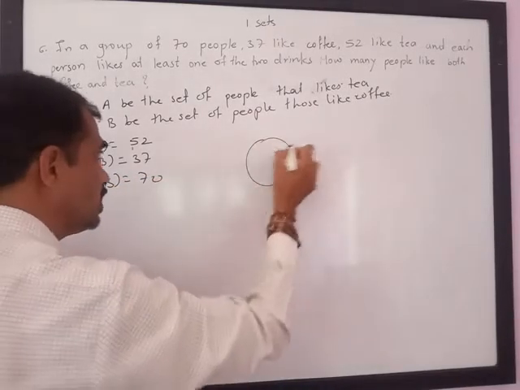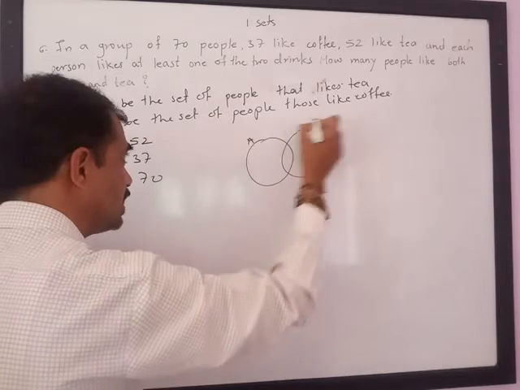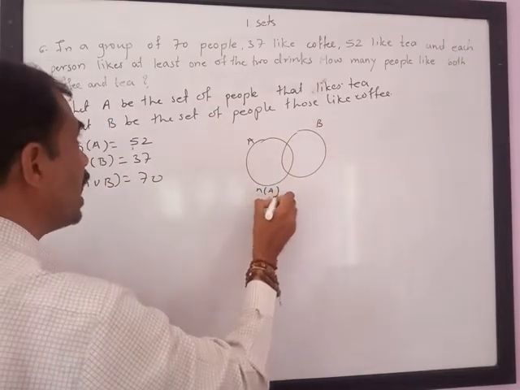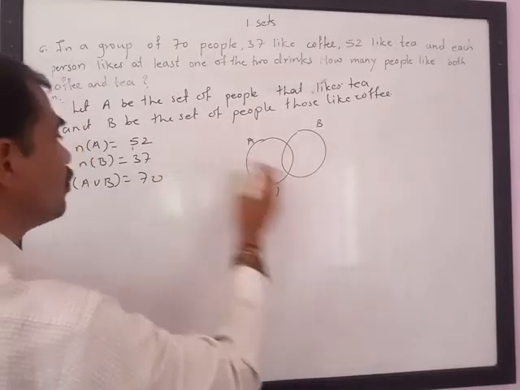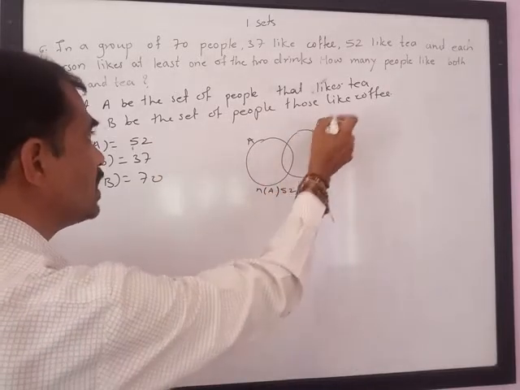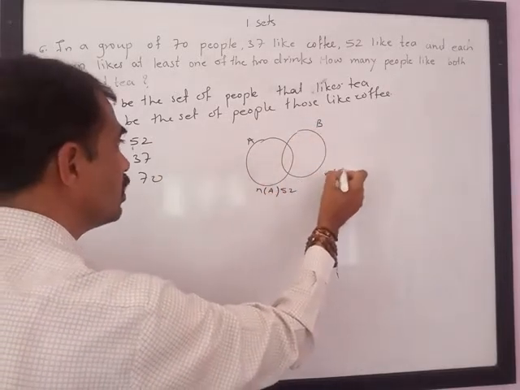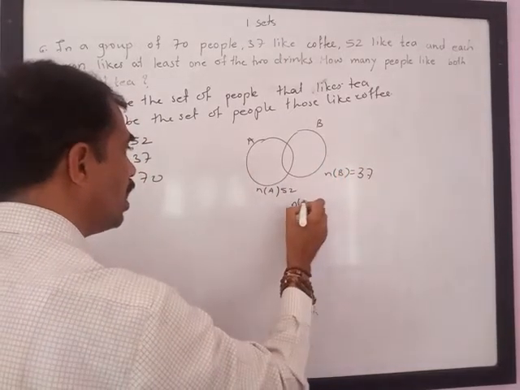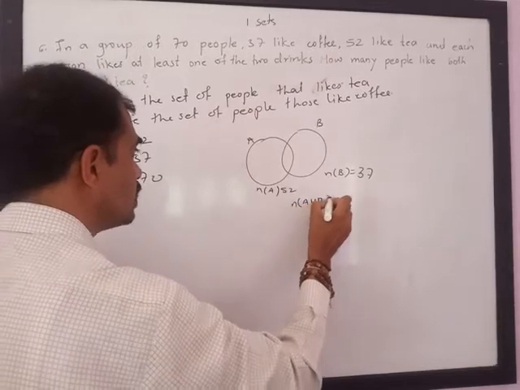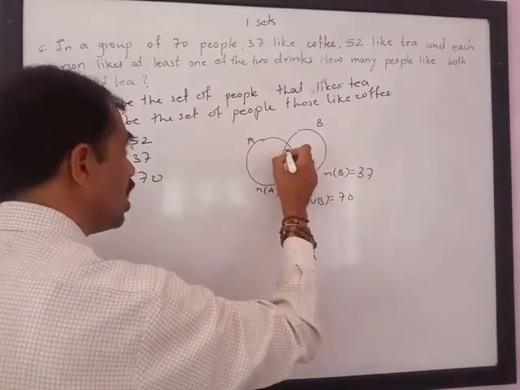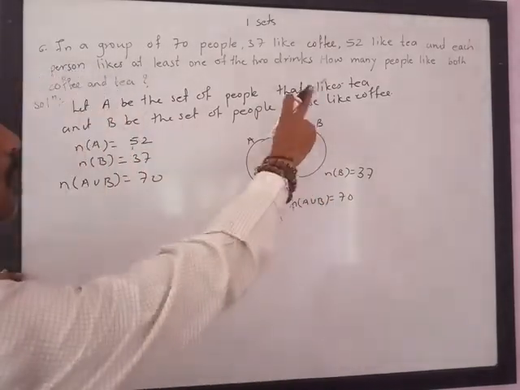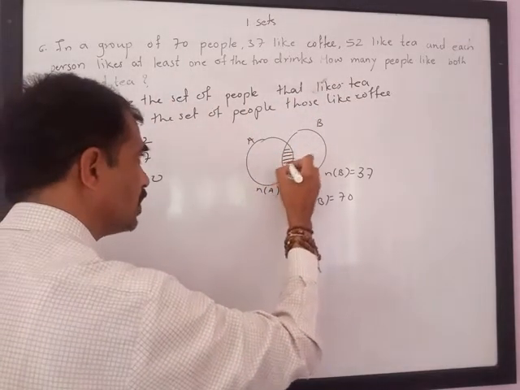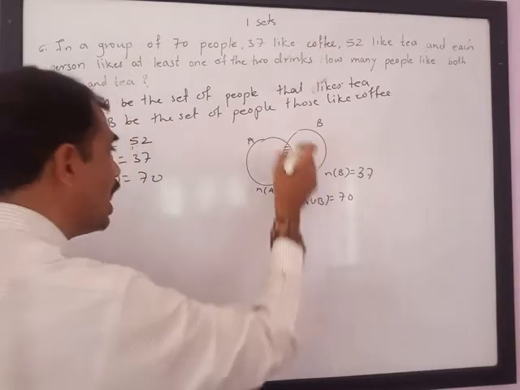It means if this is A set and this is B set, we are given that the number of elements in A is 52, the number of elements in B is 37, and the total number of people is 70. So we are asked how many people like both coffee and tea. So this common question is asked: how many people like tea and coffee both?